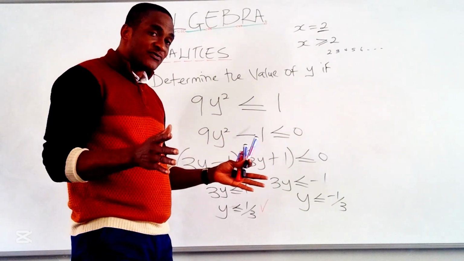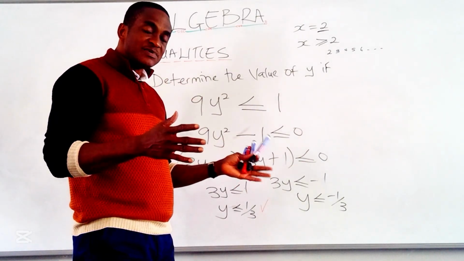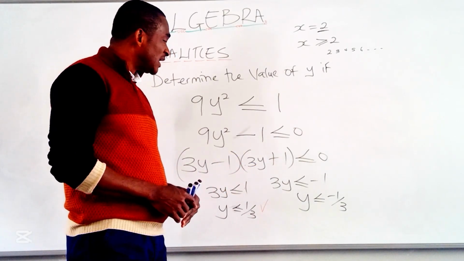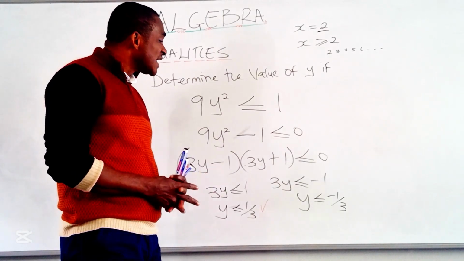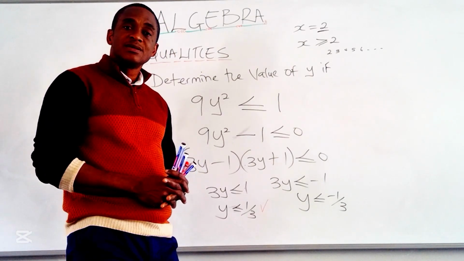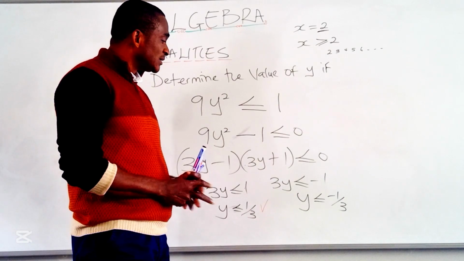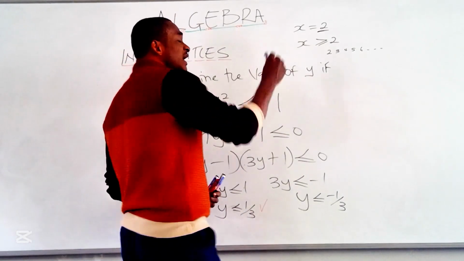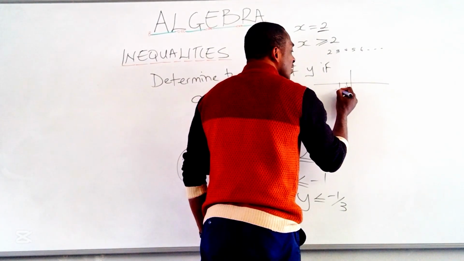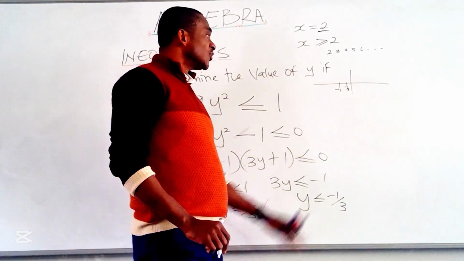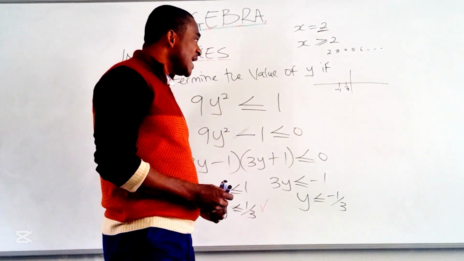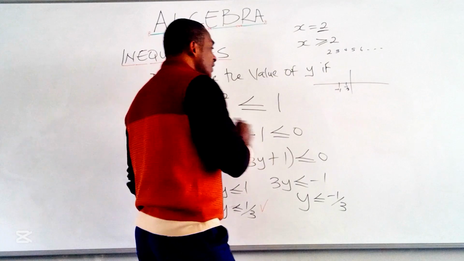Remember, for negatives, be careful. The bigger values are actually smaller. So negative 1 over 3 and negative 1, negative 1 will be smaller. If we have a number line, remember negative 1 over 3 comes before negative 1. So going this way is greater, going this way is smaller. So negative 1 is actually smaller. So let's plot negative 1 here.